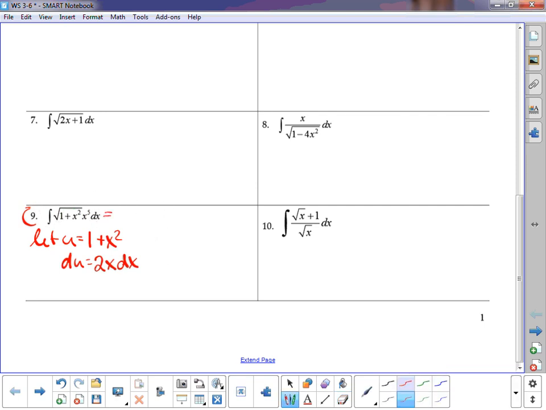If I were to go ahead and rewrite this, I have x to the 5th dx, right? That's what I have. So I have square root of 1 plus x squared. Now x to the 5th, since I have an x dx, I'm going to break this up into x to the 4th times x dx, because I have this piece taken care of with my u substitution.